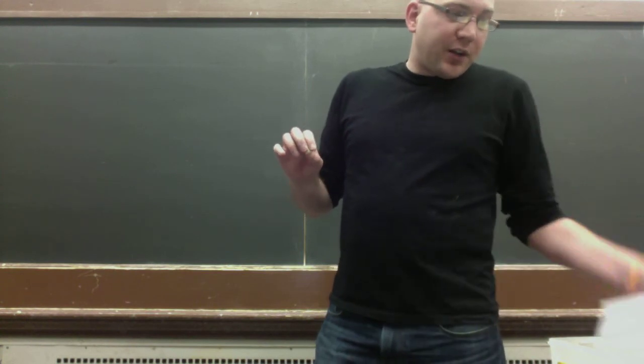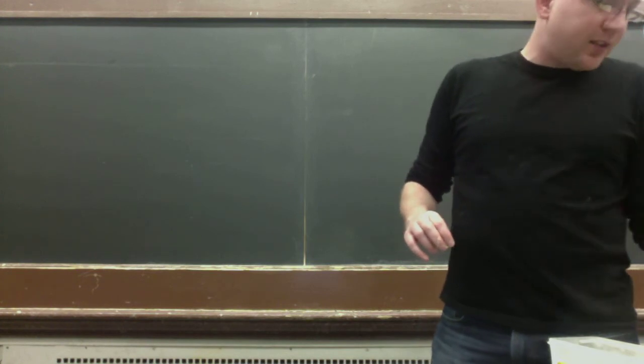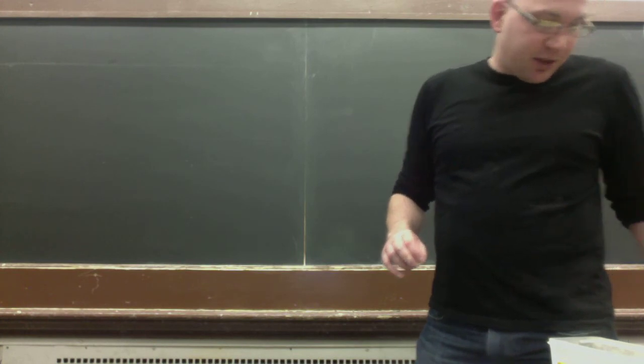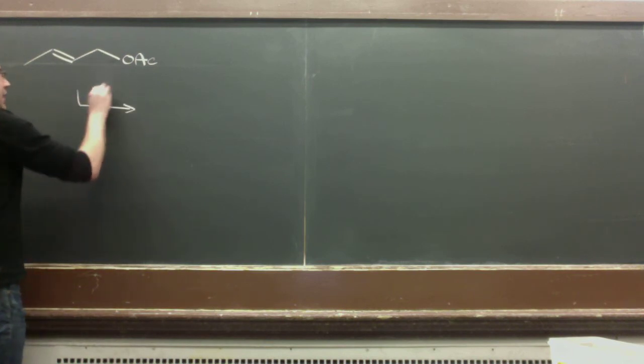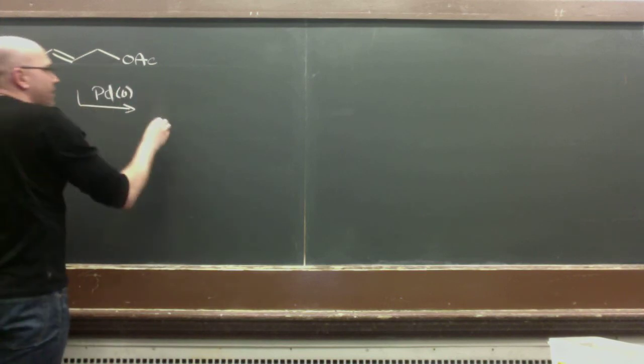So just to finish up from last class, one of the things that we started discussing was allylation chemistry, right? Where if we had some type of an allyl group, like let's say, for example, an allyl acetate, and you take this molecule and treat it with, say, a palladium catalyst, what's going to happen is we're going to insert into that bond.